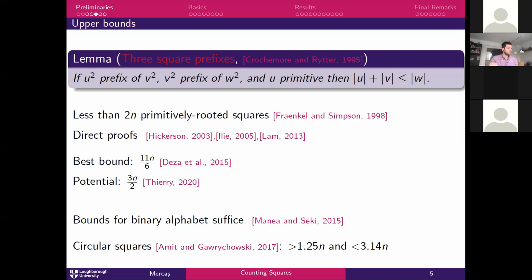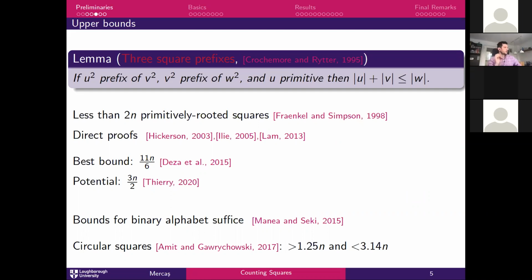And I wanted to mention this one since I talked about some words that are rich in distinct squares, and I talked about upper bounds on the maximum number of distinct squares that a word can have, but I didn't say what the conjecture is. And actually the conjecture is that every single word will not have more distinct squares than its length. So basically for any word, the maximum number of distinct squares will be n.